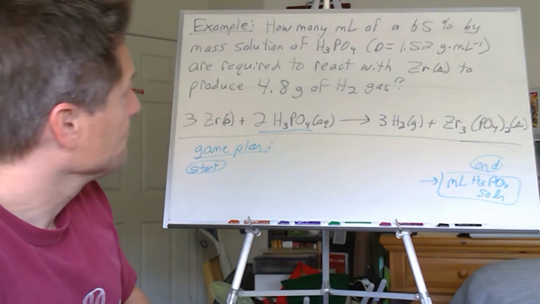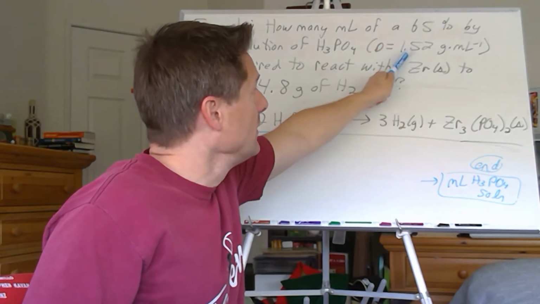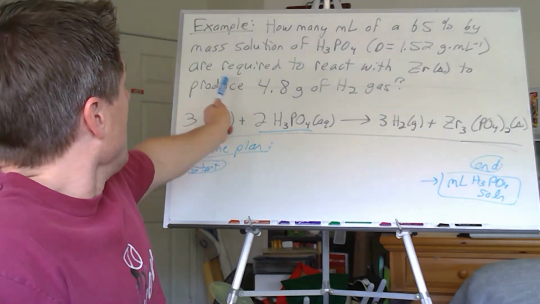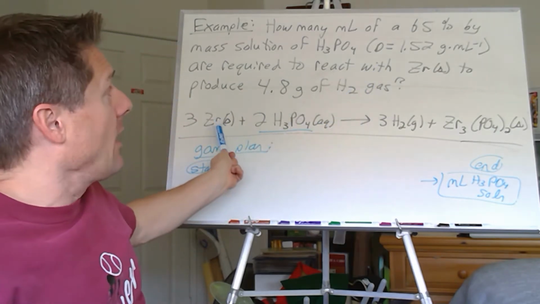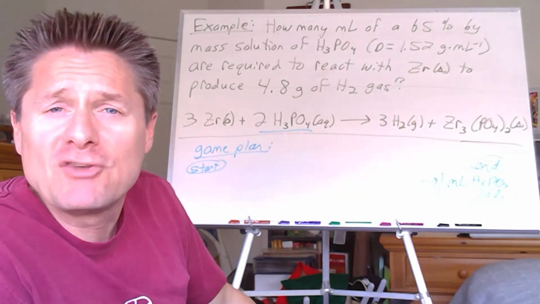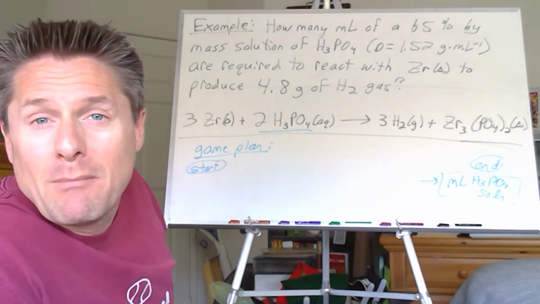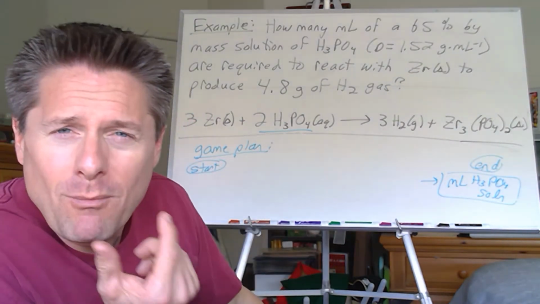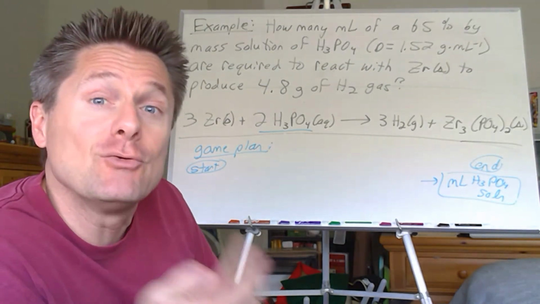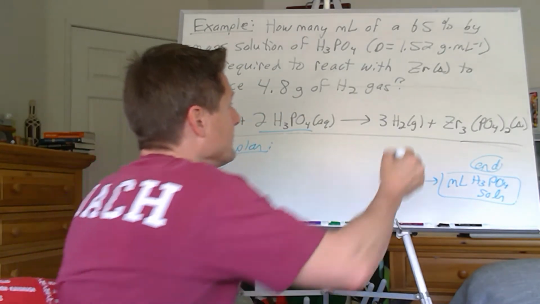That's what I'm solving for, right? Given two conversion factors: one that allows me to go solute to solution, one that allows me to go mass of that solution to volume of that solution, or vice versa. How many are required to react with zirconium solid? Given no information on the zirconium solid, I'm going to assume I have exactly the right stoichiometric ratio, or excess. So the phosphoric acid will be my limiting reactant. Remember that H3PO4 molecules, the solute, are what's reacting, not the water. The solution doesn't react. The solute in it reacts, to produce 4.8 grams of hydrogen gas.